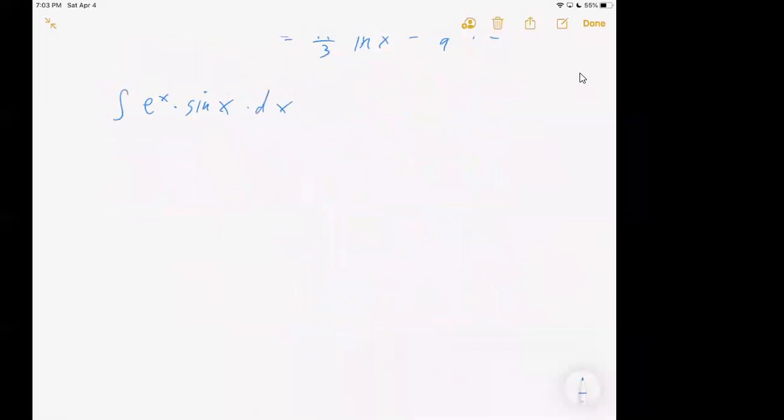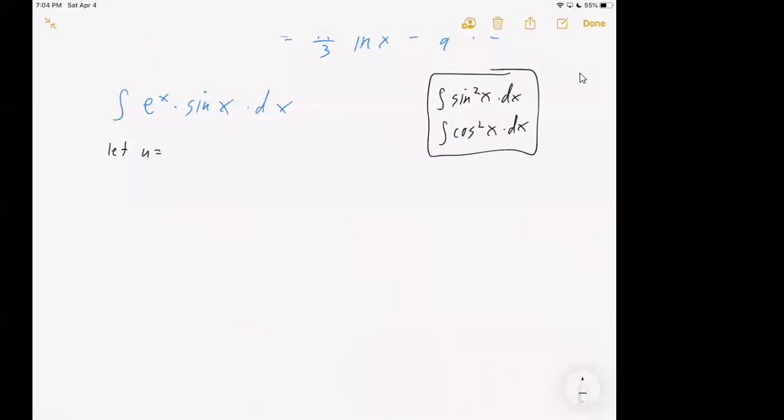A couple of others that are iterative, I'll put these on the side, that are going to behave in almost the same way, and that's sine squared x dx, because that would really be a sine times a sine, or cosine squared of x dx. These are two others that follow this same process, but I'm going to show this with e to the x sine x.